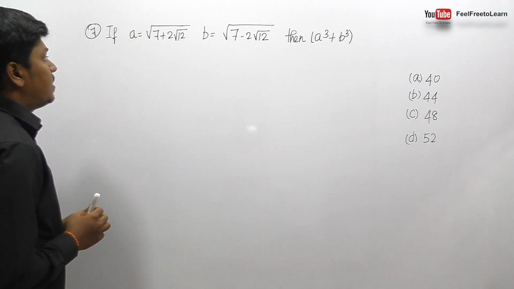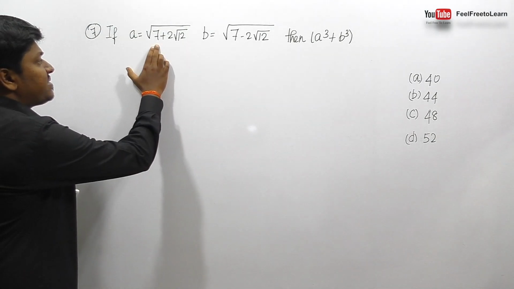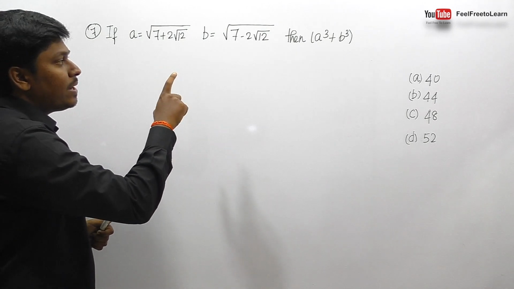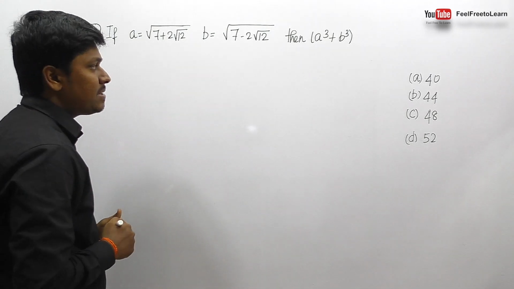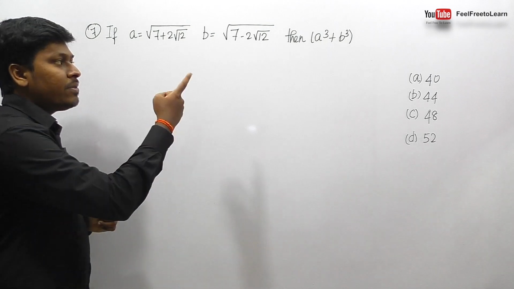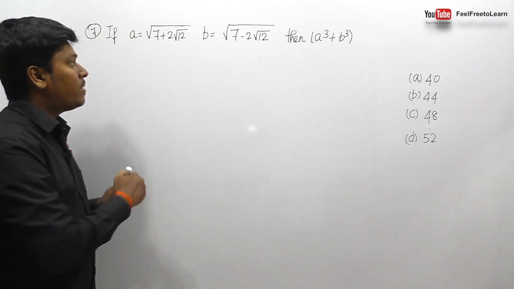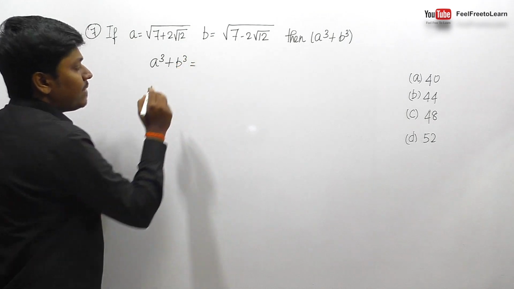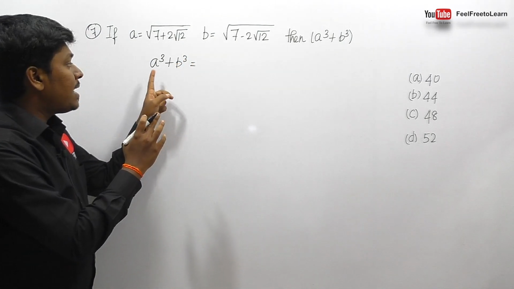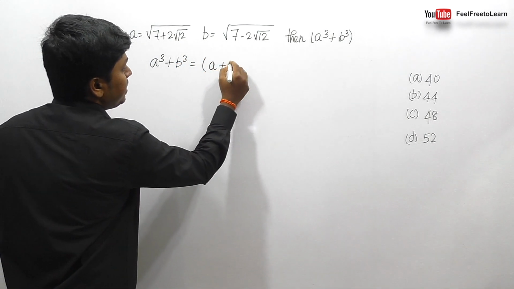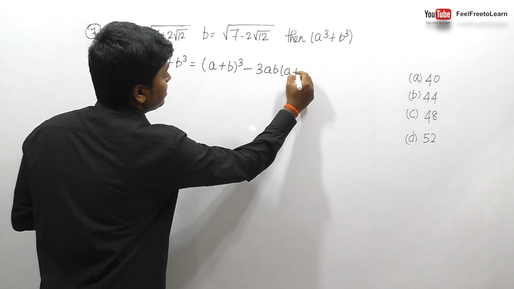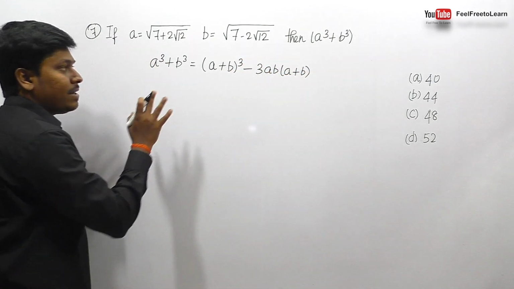Question number 7. So if a is equal to root of 7 plus 2 root 12, and b is equal to root of 7 minus 2 root 12, then find the value of a cube plus b cube. So friends, I think everyone knows the formula of a cube plus b cube, right? So friends, always remember that each formula can be written in many different ways. I am just going to write this formula a cube plus b cube as a plus b the whole cube, minus 3ab into a plus b. So friends, this is one way of writing this formula, right?